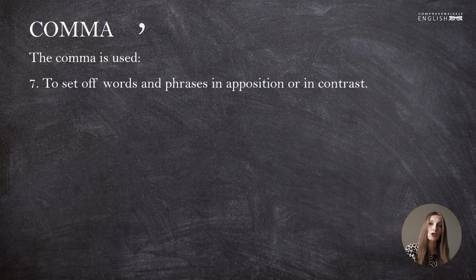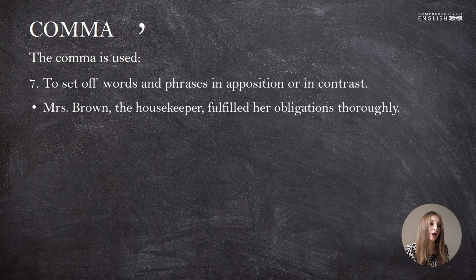Now, the comma is also used to set off words and phrases in apposition or in contrast. Let's see. Mrs. Brown, the housekeeper, fulfilled her obligations thoroughly. Mrs. Brown, the housekeeper, when we use two noun phrases next to each other, this is called apposition, because we are talking about the same person. Mrs. Brown is the housekeeper. So basically what we do is we just specify whom we are talking about.